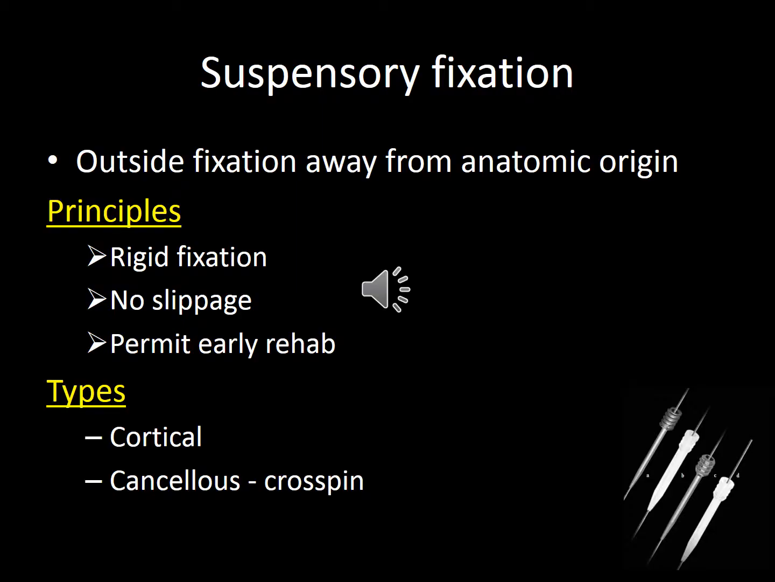Now coming to suspensory fixation, it is a fixation done away from the anatomic origin. It has gained popularity because of the soft tissue graft and anatomic position of the femoral tunnel. It is simpler, straightforward, and has fewer intraoperative complications than other fixation types. The principles are rigid fixation, no slippage, and it permits early rehabilitation. The types of suspensory fixation are cortical and cancellous. In cortical, buttons, staples, washer spikes, and screw posts are widely used.